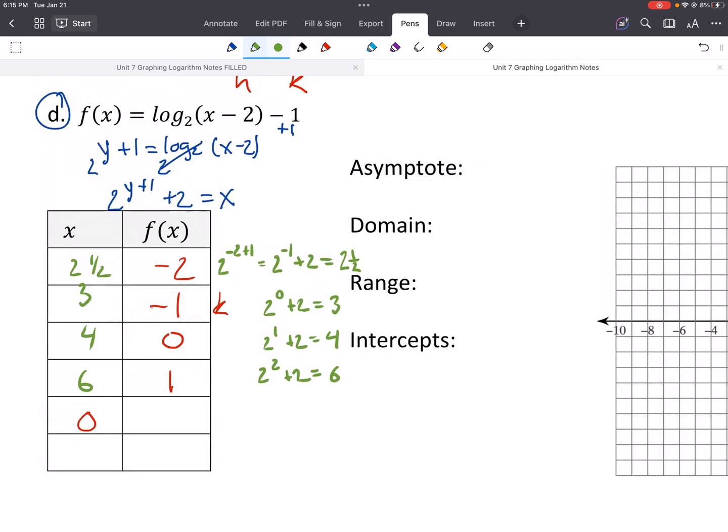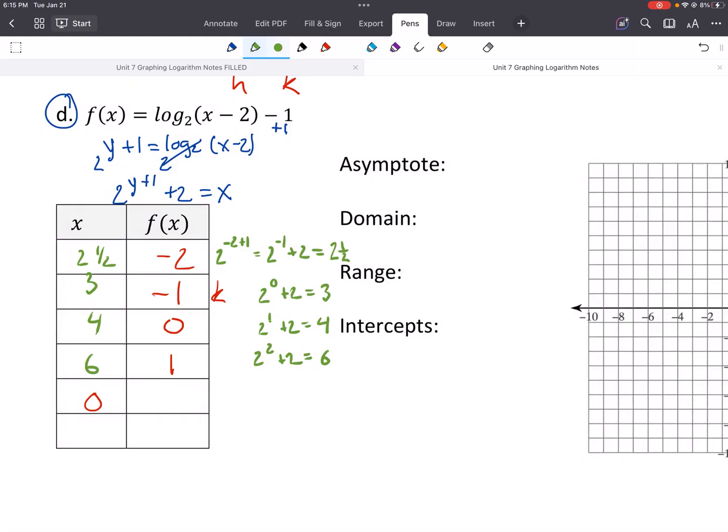And then if we plug 0 in, let's see what happens. So we'd get y equals log base 2 of 0 minus 2, which is just negative 2. Okay, so here we have an example where you can't have a negative answer when we're doing logs. Okay, so this is going to be a DNE.